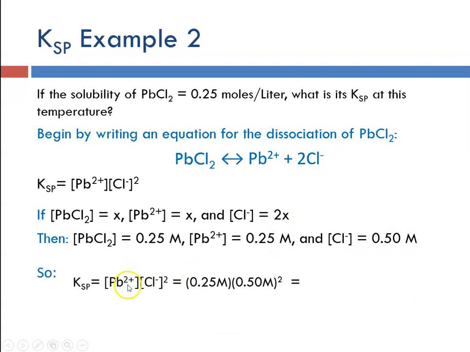So now our KSP expression is lead 2 ions times chloride ions squared, plugging in the numbers. So here's our lead, 0.25 molar. Our chloride is 0.5, because remember, it's twice that of what the lead ions are. And so that, when we multiply it all out, comes out to 0.0625, and it's molarity cubed, because it's molar times molar times molar. So our KSP at this temperature would be 0.0625 molarity cubed.